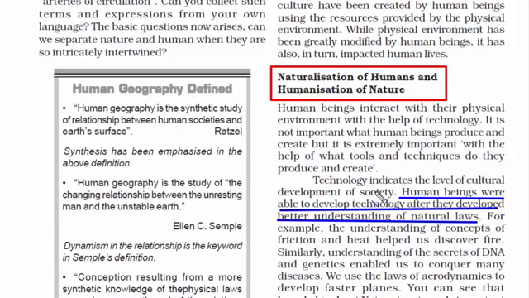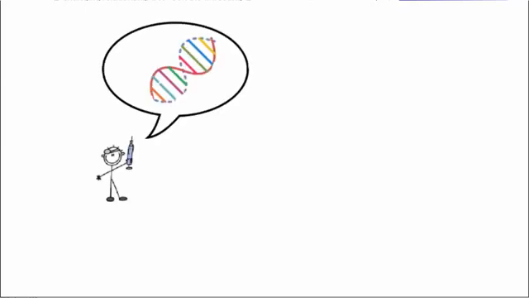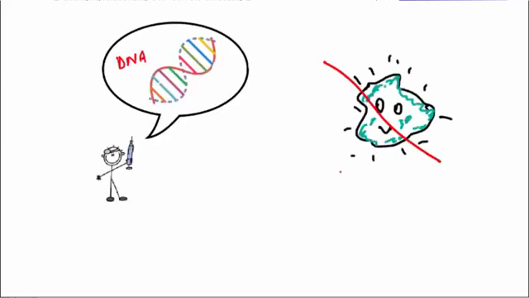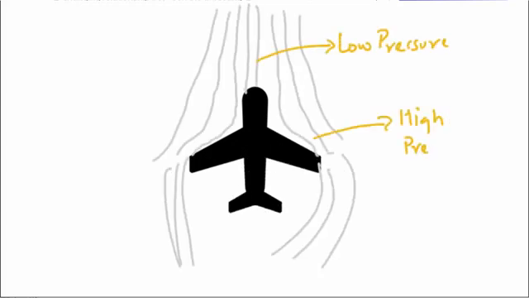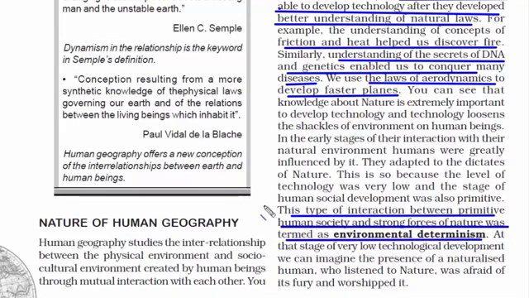Some examples are the concepts of friction and heat helped us discover fire. Then understanding of the secrets of DNA and genetics enabled us to conquer many diseases. Then we have the laws of aerodynamics to develop faster planes. So all these are fine examples of why knowledge about nature is extremely important to develop technology. This type of interaction between human society and strong forces of nature was termed as environmental determinism.